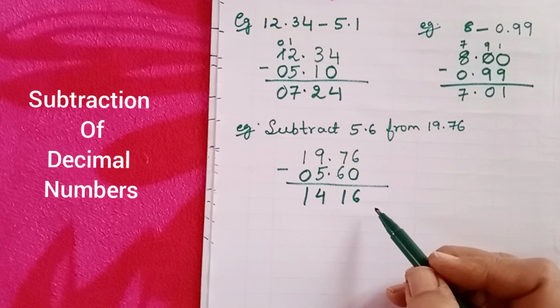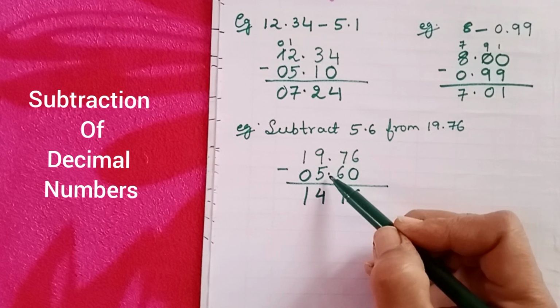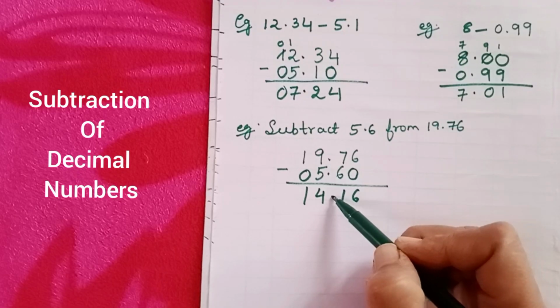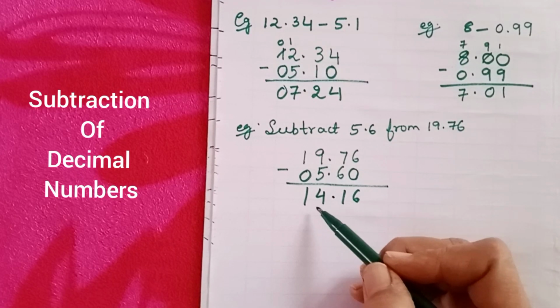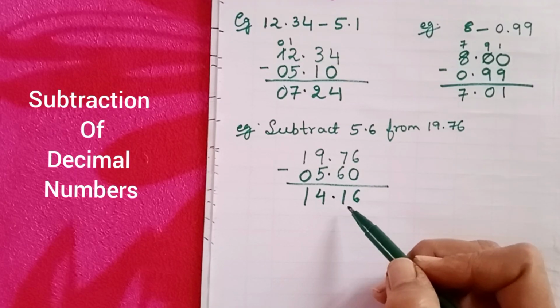Now we will add the decimal point. So below the decimal point we will add the decimal point here. After 14 we will put the decimal. So the answer is 14.16.